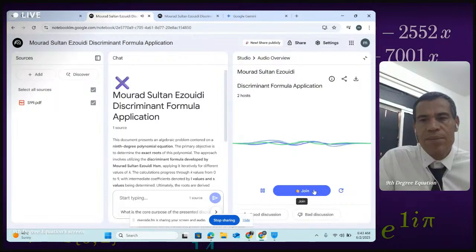Okay, let's unpack this. We are diving into a really interesting mathematical document you shared with us today. Yeah, absolutely. And the core challenge.